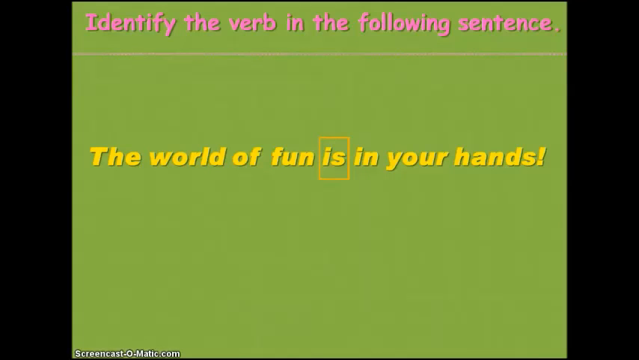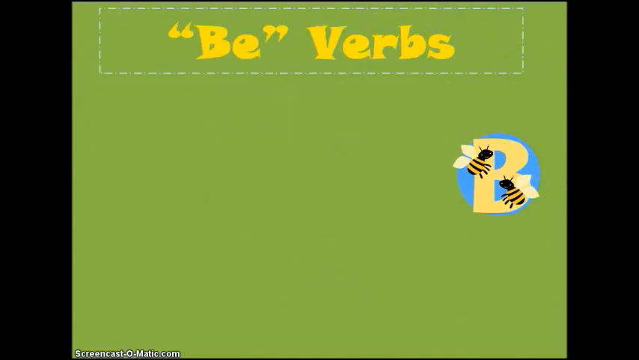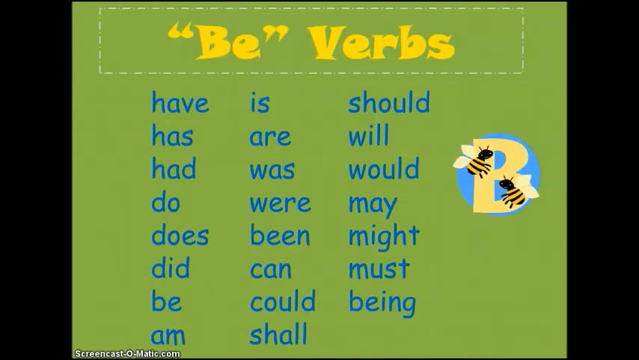Now, is a very special kind of verb. We call is a be verb. Not in the sense of be like a bumblebee, but in the sense of be as in existing. All of these forms of the verb be help us to show that something is in existence. We often use be verbs to link with adjectives in the sentence to show that something is existing in a certain way.